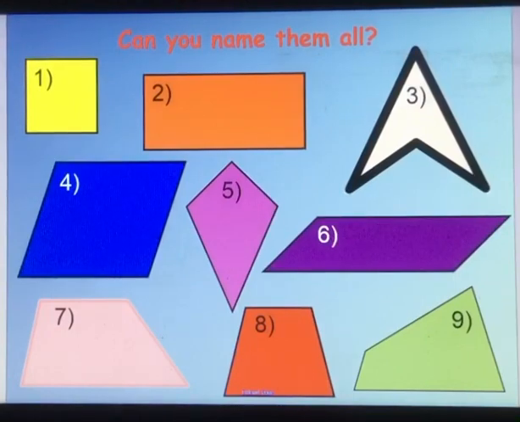Number 8 looks a bit like number 7, and that's because it's also a trapezium, but it's a different type. It's called an isosceles trapezium. And you may think isosceles is a name we give to triangles. It is, but it doesn't mean it's a triangle. It means it's the characteristics, and it means 2 the same.